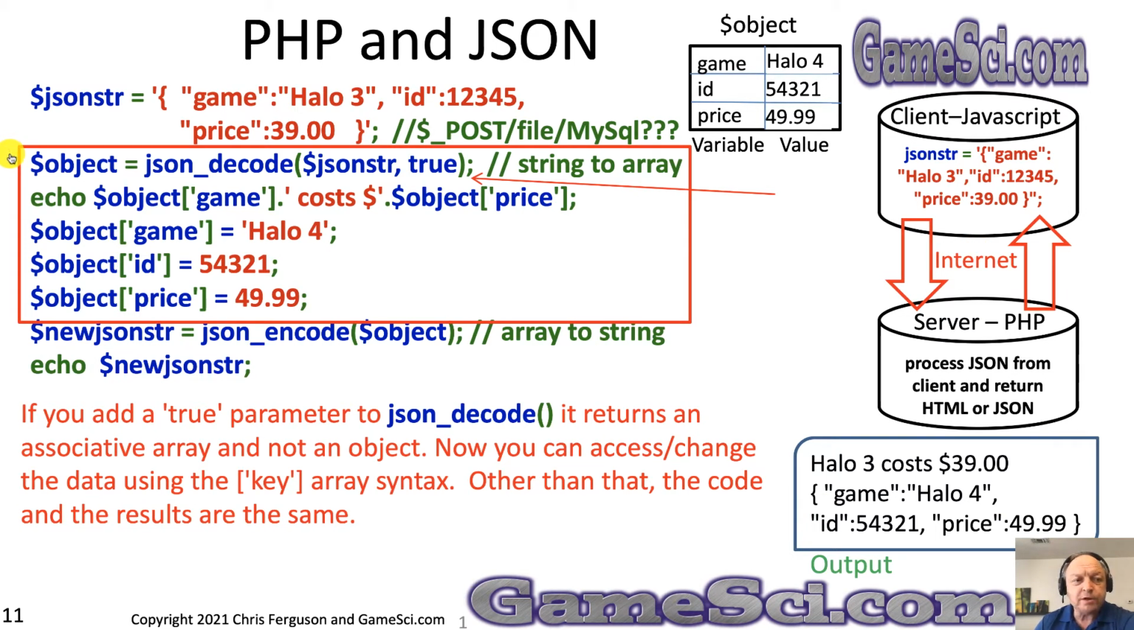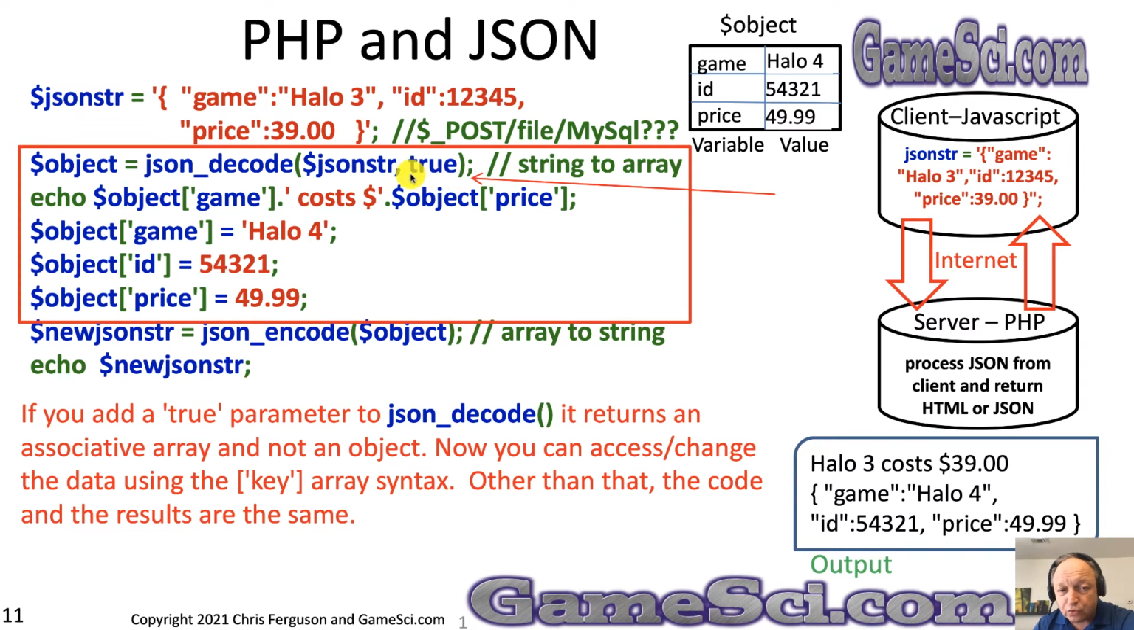There's another way you can use JSON in PHP. If you prefer associative arrays, I've changed the code to use them. If you add a true parameter to json_decode, it returns an associative array and not an object. Now you can access and change the data using the bracket key end-bracket array syntax. Other than that, the code and the results are the same.